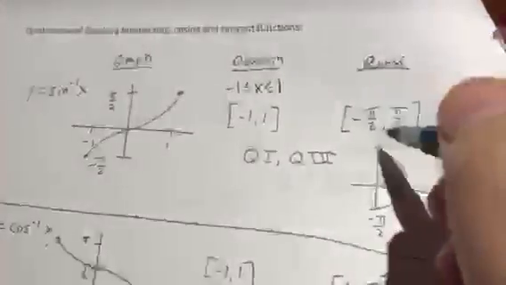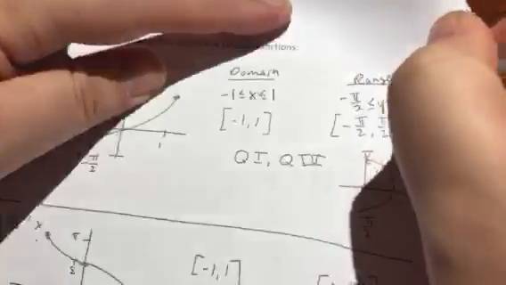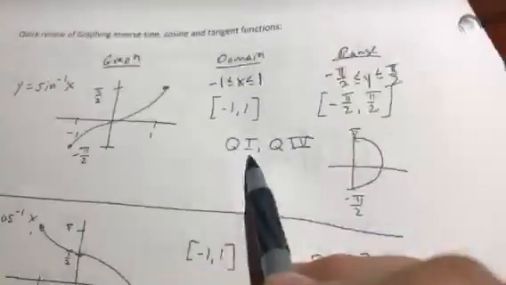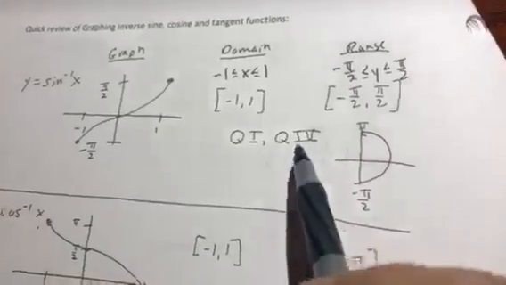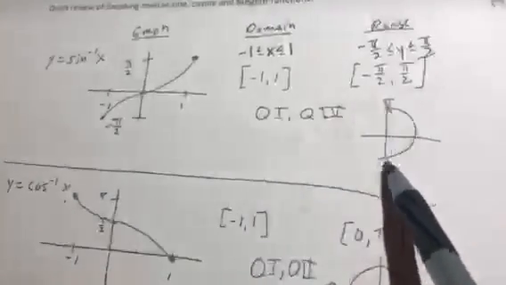Concave down, concave up. The domain is -1 less than or equal to x less than or equal to 1, or in interval notation it's written like this. The range is negative pi over 2 less than or equal to y less than or equal to pi over 2. Remember, it exists in quadrants 1 and 4, between pi over 2 and negative pi over 2.